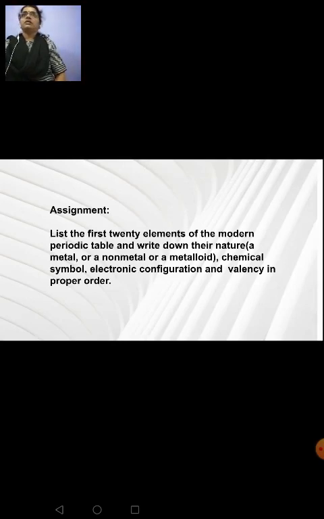That is, you have to list the first 20 elements of the modern periodic table, and then you will draw columns. First you will have the name of the element, then you will have the nature, whether it is a metal or a non-metal, and then you will have its symbol, and then you will write its electronic configuration, and finally you will write its valency. So I want you to do this. You will all submit this when you resume back to your school.